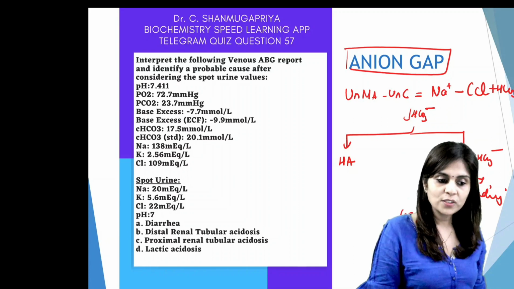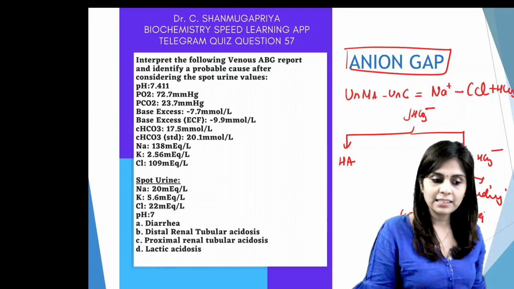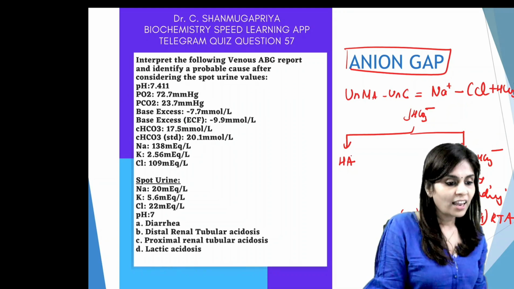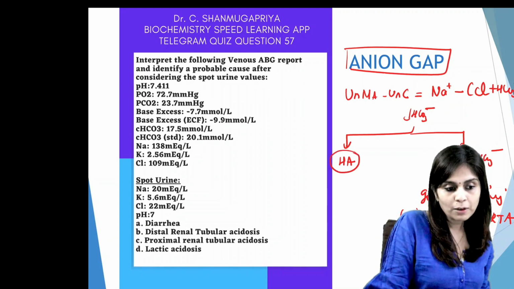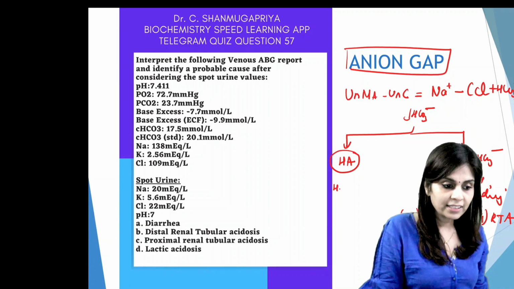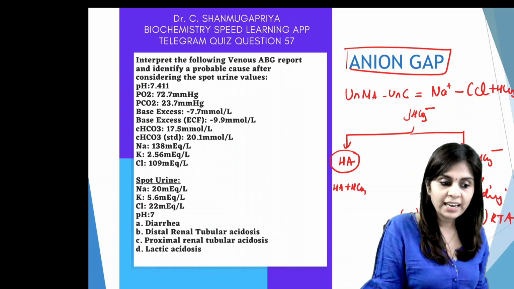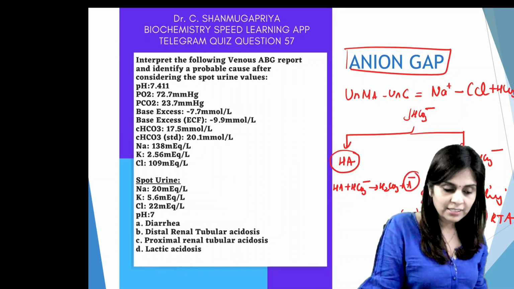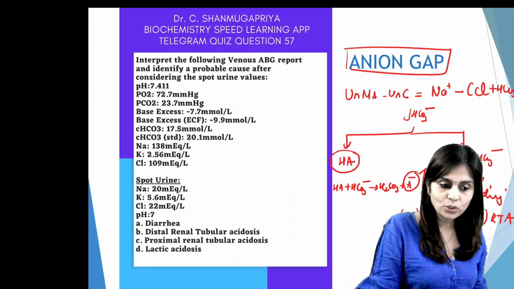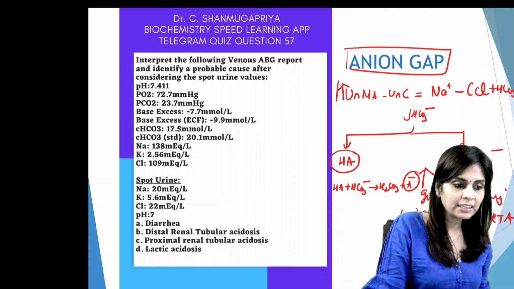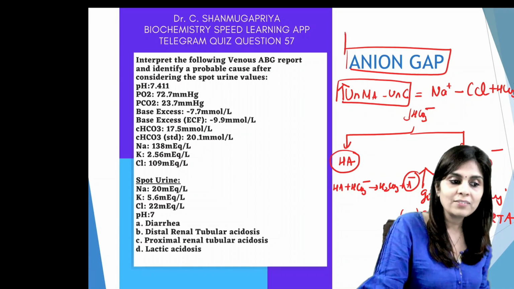Example for GI loss of bicarbonate is diarrhea. Example for renal loss of bicarbonate is renal tubular acidosis. Now, what happens when the metabolic acidosis is caused by production of an abnormal acid? In that case, the abnormal acid we know would react with bicarbonate to form H2CO3 and A-. So, this A- is an unmeasured anion, concentration of which increases. When unmeasured anion concentration increases, anion gap will be elevated.